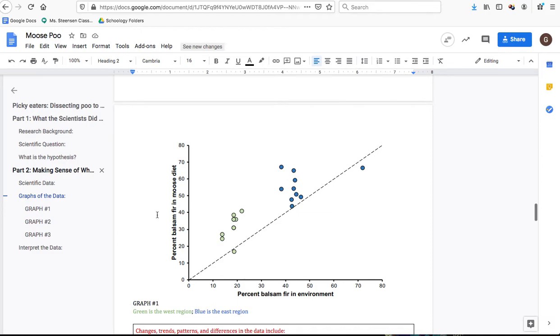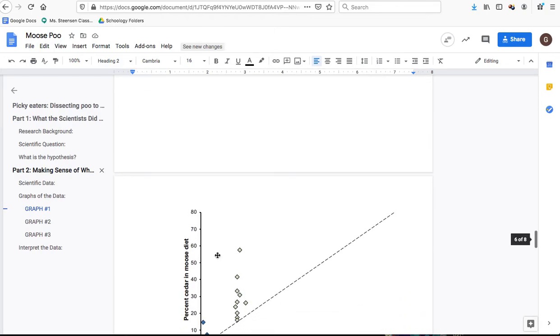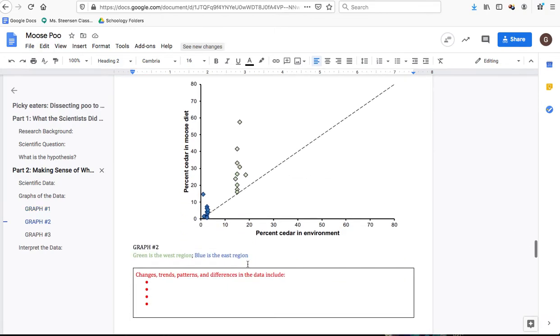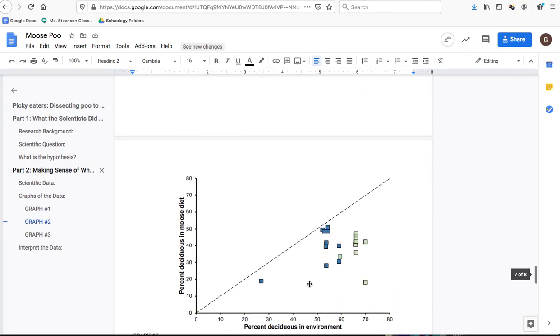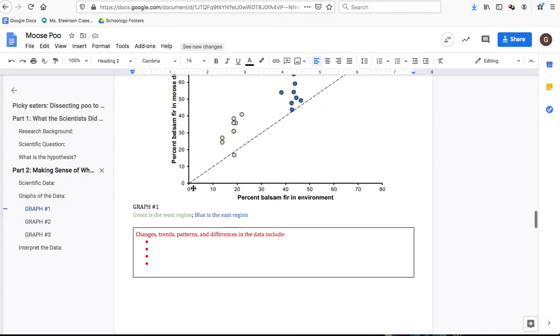And so with that said, once you've made your observations for graph 1, we're going to ask you to do the same thing for this graph and this graph. So they all look a little different, but the structure is essentially the same. You're looking at that line in the middle and where the dots line up based on that line.